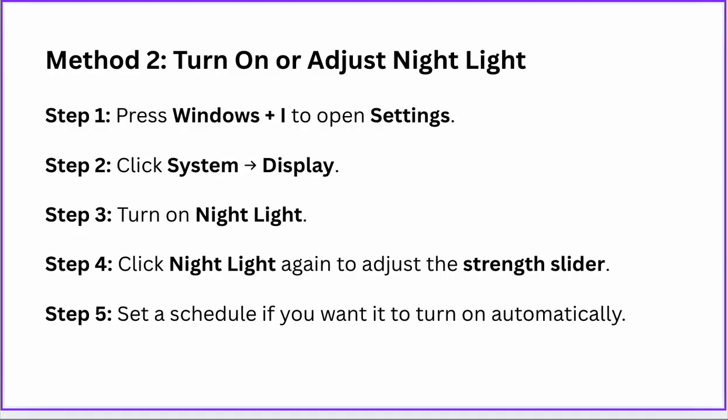In the method 2, you can turn on and adjust night light. So you can simply press Window plus I to open the settings, then click system and then display, then turn on night light and then click night light again to adjust the strength slider. Then set a schedule if you want it to turn on automatically.